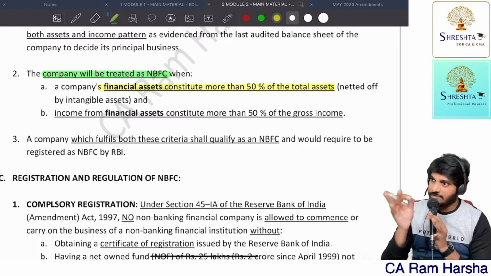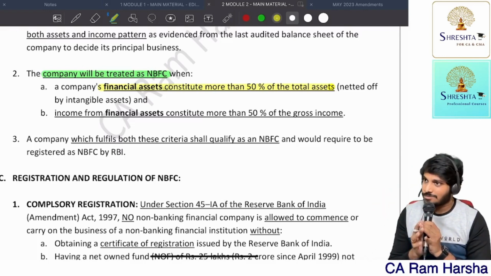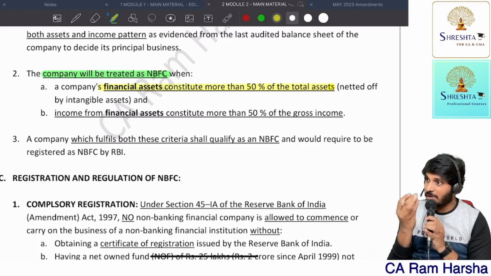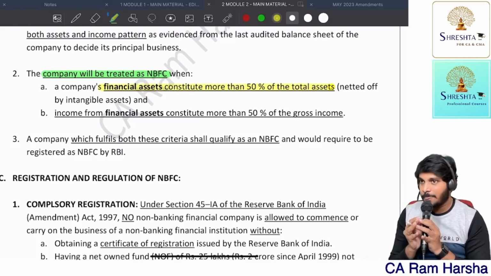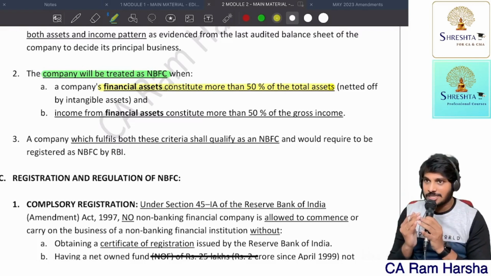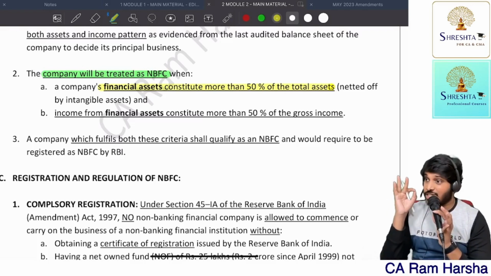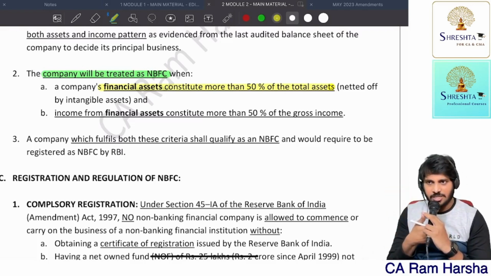Loans and advances is a financial asset. Financial asset means something measurable in money, something which is liquid. Able to understand? Loans and advances given, investments made, these are all treated as financial assets. Inventory is not a financial asset.